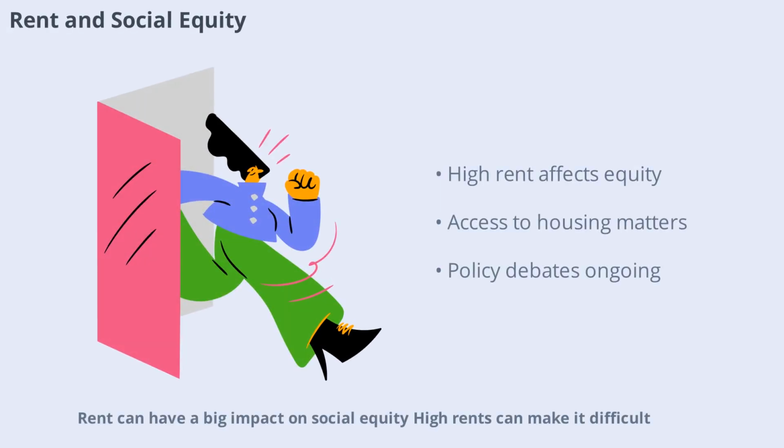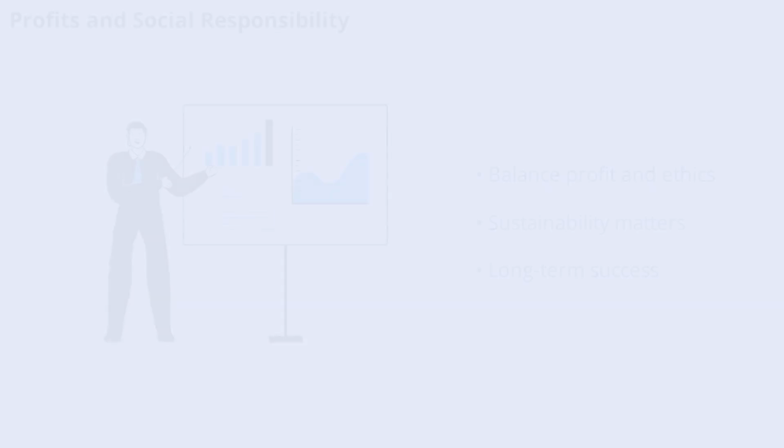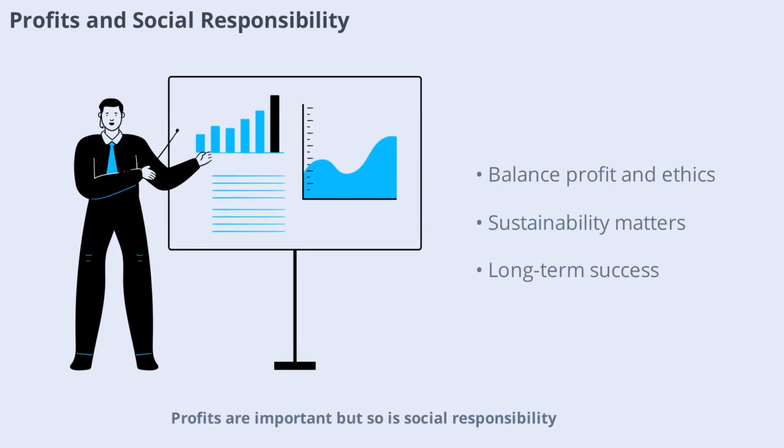Rent can have a big impact on social equity. High rents can make it difficult for low-income families to find affordable housing, leading to inequality and social challenges. Policymakers often debate how to balance the needs of landlords with the goal of providing fair access to housing for everyone.